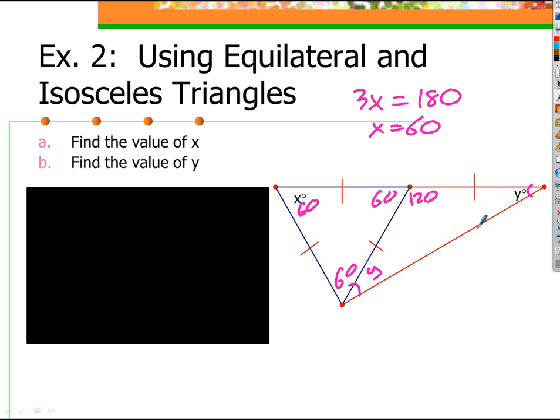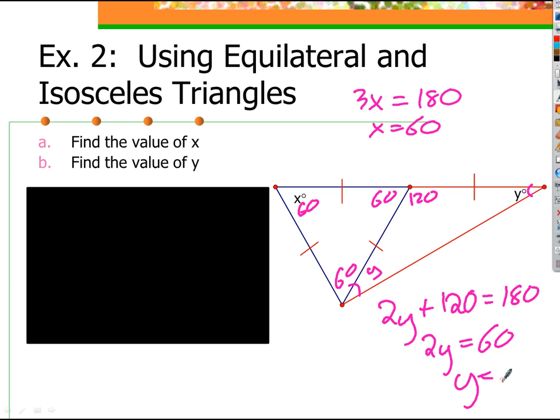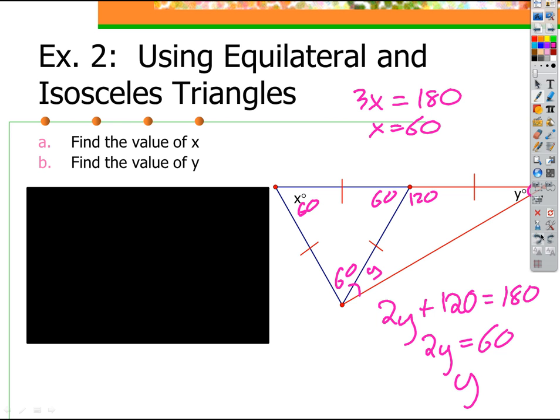Because now I've got my equation. y plus y, so 2y plus 120 equals my 180 degrees from that triangle. And so I can pretty easily solve for y here. Subtract 120 from both sides, so 2y equals 60. So what's y? Yeah, it's 30. Good. Okay, make sense? All right. So you'll see some of those.